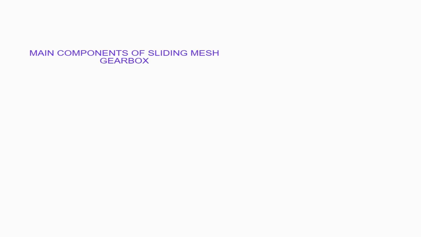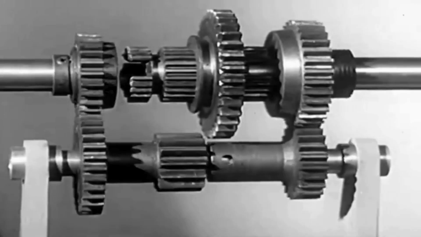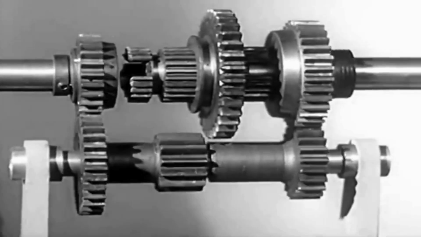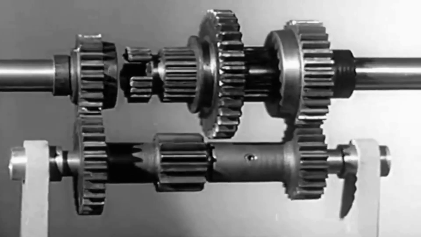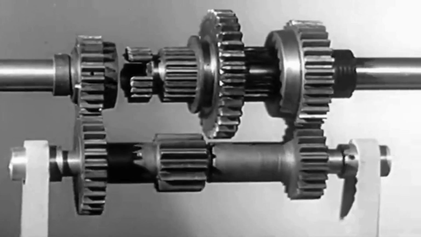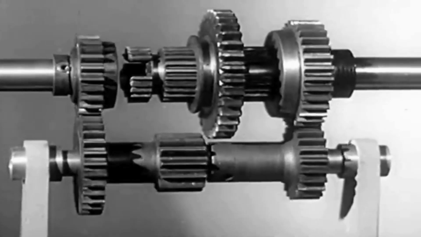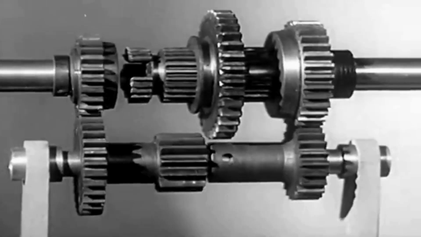Now, let's take a closer look at the main components of a sliding mesh gearbox. There are 3 main parts of a sliding mesh gearbox: shafts, gears, and the gear lever. Shafts transmit power through the gearbox, connecting the engine to the wheels and enabling the vehicle to move at different speeds. They form the backbone of the gearbox, allowing torque and motion to be efficiently transferred between gears.